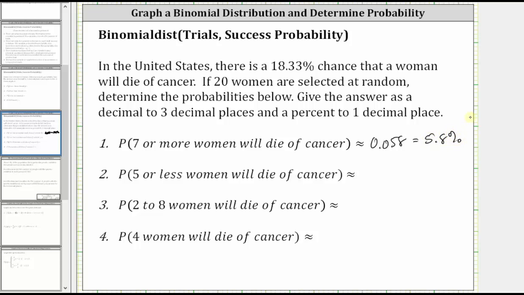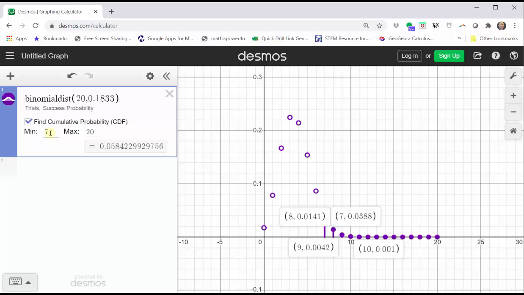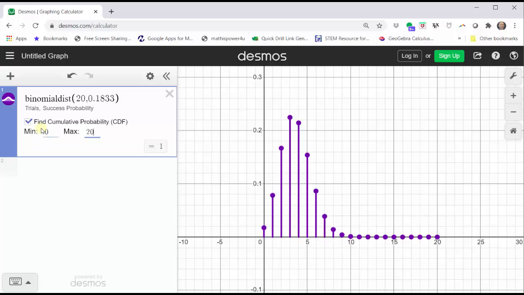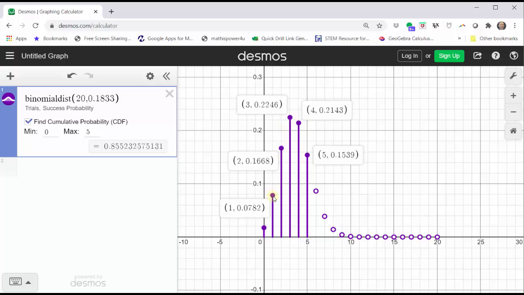Next, we want the probability of 5 or less women dying of cancer out of the 20 selected, which means from 0 to 5 women dying. So the minimum is 0 and the maximum is 5, and the probability is approximately 0.855 or 85.5%. Again, looking at the graph, notice how we have closed points when x is 5, 4, 3, 2, 1, and 0. If we were to sum these probabilities, we would get this cumulative probability of approximately 0.855.